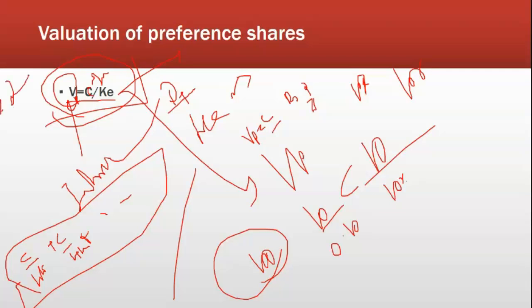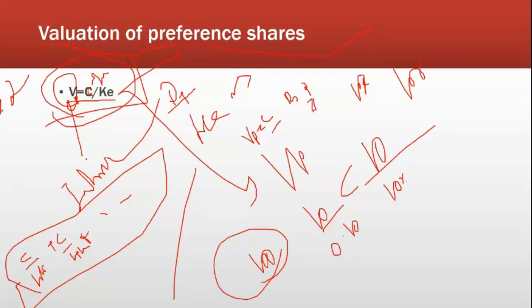C here is D, the dividend, the fixed rate of dividend. When there is a multi-period calculation over time, it is calculated from the dividends received over the period, to get the present value. So this is the valuation of preference shares. That's it. Any clarification? The valuation of preference shares is easy to calculate, as only C and R, or C and KE, the expected return, are given.